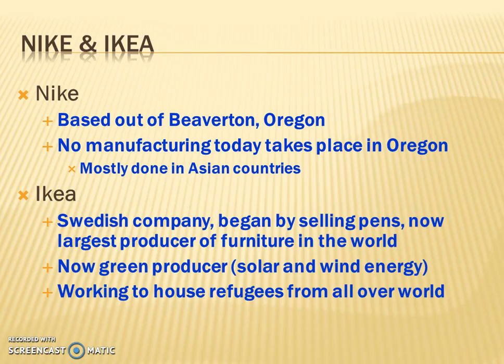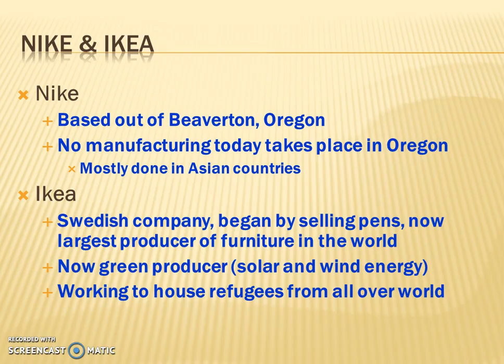The other company, IKEA, is a Swedish company, and it really developed over time. One man was selling pins door to door, I think, and he slowly started to add more inventory, and it became this company that is now the largest producer of furniture in the world. So once again, we have this movement and changeover of how manufacturing happens over time.